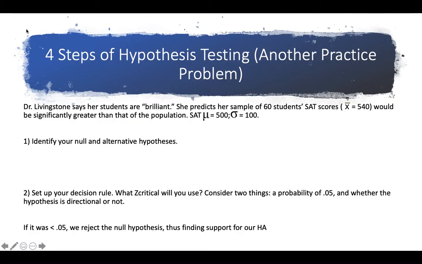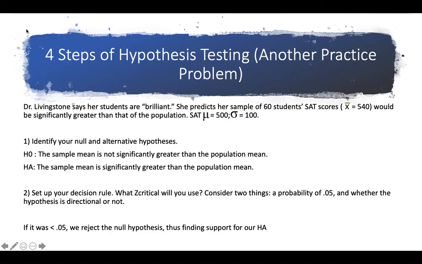Dr. Livingstone says her students are brilliant, and she predicts her sample of 60 students' SAT scores with a mean of 540 would be significantly greater than that of the population, which has a mean of 500 and a standard deviation of 100. So first let's do our null and alternative hypotheses. Our null hypothesis, the sample mean is not significantly greater than the population mean. Your alternative hypothesis, the sample mean is significantly greater than the population mean.